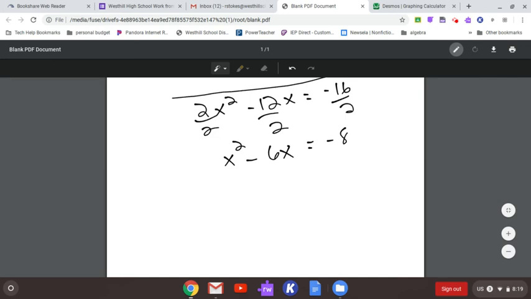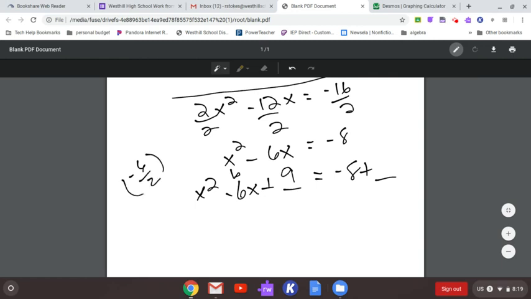And then this is where that 9 comes from. What we have is x squared minus 6x, then you do plus a square, or space, equals negative 8 plus a space. Now, to get this 9, which you can see is in the answer, we do our negative 6, which is our b term right here, divided by 2, squared. So negative 6 divided by 2 is negative 3. Negative 3 squared is our 9. And that 9 goes over here too.